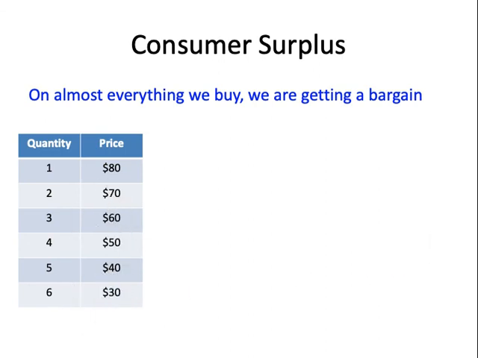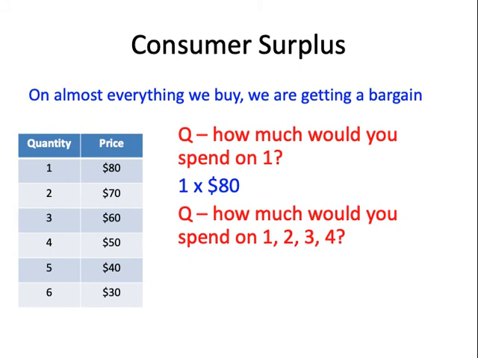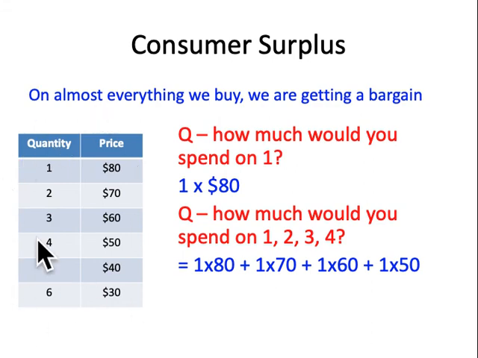It might not be yours, but it is a demand curve, and we'll use it to illustrate what we're trying to do. So, how much would you spend on item number 1? You'd spend $80. How much would you spend on item number 2? You'd spend $70. Item number 3, $60. Item number 4, $50. Okay, so ultimately, your behavior, as dictated by this demand schedule, tells you that on 4 items, if you bought them separately, one at a time, you would spend $260. Because that's what your demand curve says.